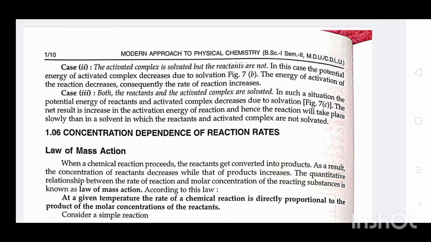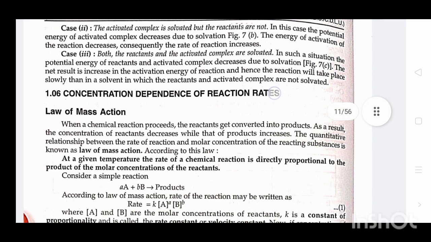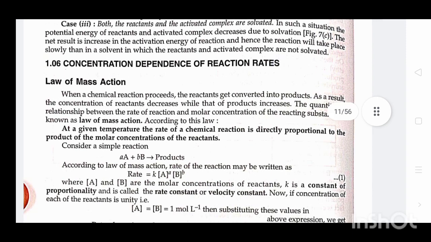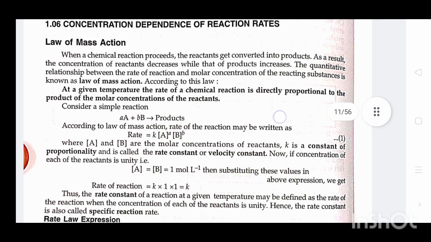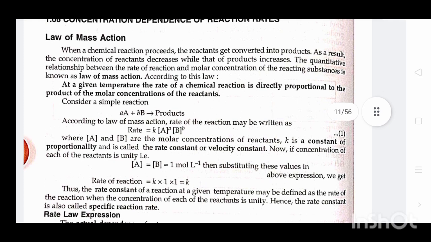Concentration dependence of reaction rate. Law of mass action. When a chemical reaction proceeds, the reactants get converted into products. As a result, the concentration of reactants decreases while the concentration of products increases. The quantitative relationship between the rate of reaction and the molar concentration of the reacting substances is known as the law of mass action. According to this law, at a given temperature, the rate of a chemical reaction is directly proportional to the product of the molar concentrations of the reactants.